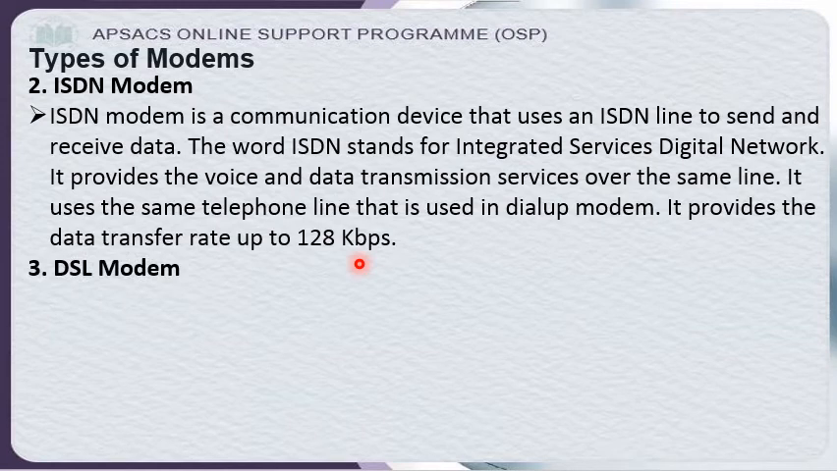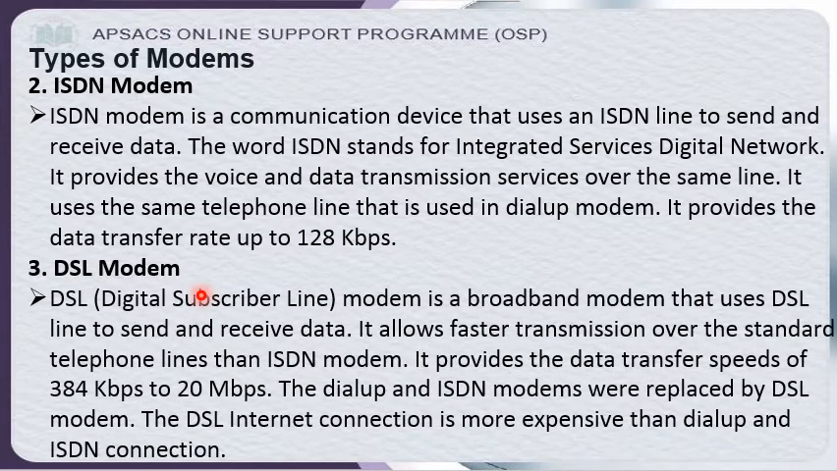Nowadays we are using the DSL modem. DSL stands for Digital Subscriber Line. It's a broadband modem that uses a DSL line to send and receive data. It allows faster transmission over the standard telephone line than an ISDN modem. On the same telephone line, these modems are utilized. It provides a data transfer speed of 384 kilobytes to 20 megabytes per second.